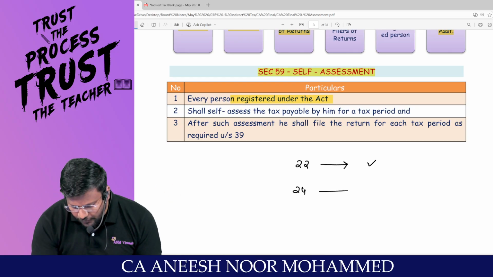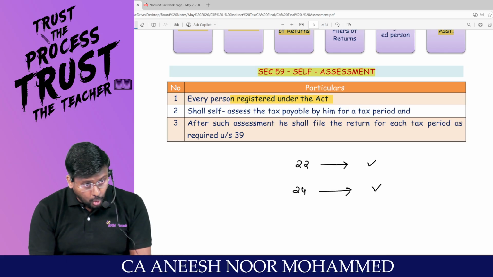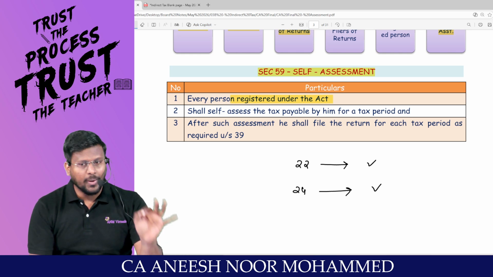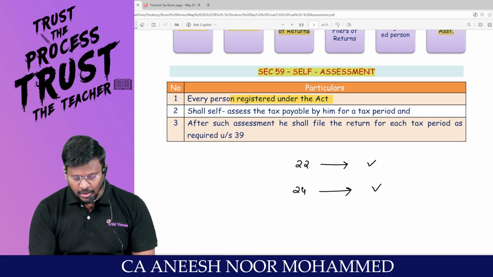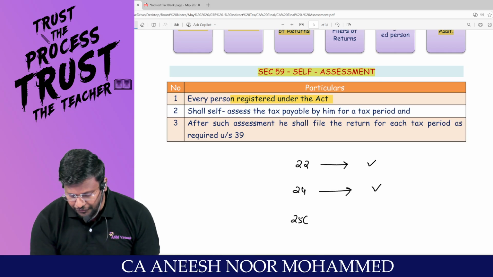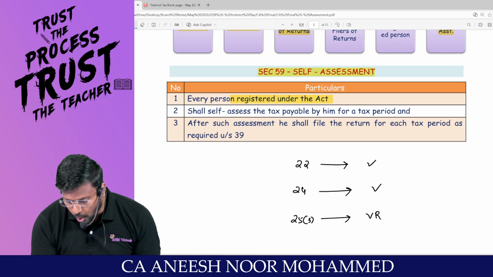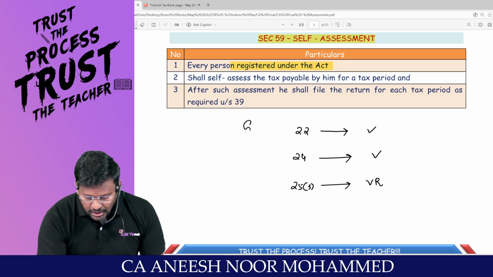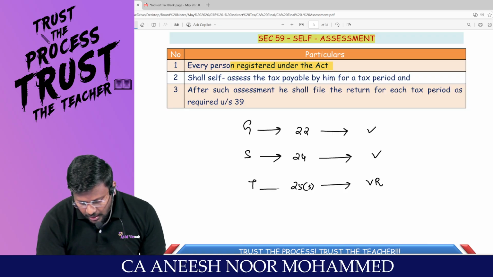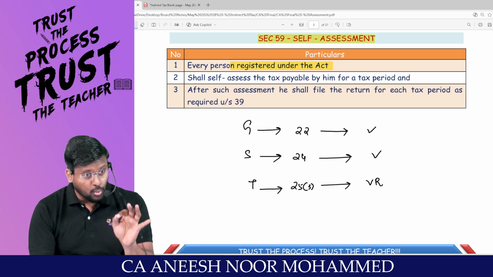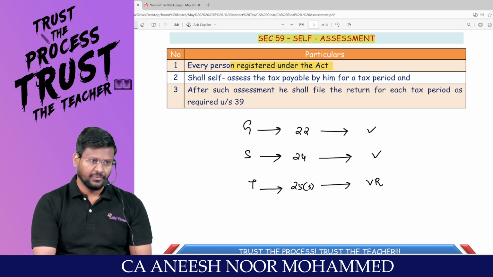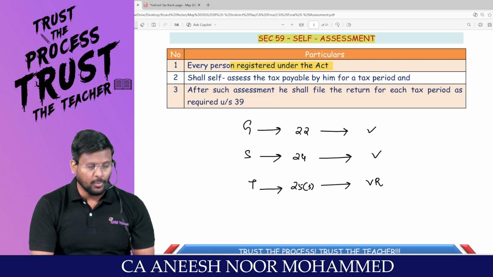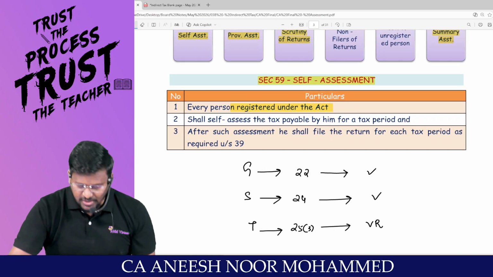Sir, section 24, compulsory registration. Even though your aggregate turnover does not exceed the threshold limit, still you are liable for registration. That's section 24. Sir, section 25 subsection 3, that is voluntary registration. Under GST, these are the only 3 routes to enter into the GST. If you want to be a registered person, either you can register under section 22 or under section 24 or under section 25 subsection 3. That's what they are asking.